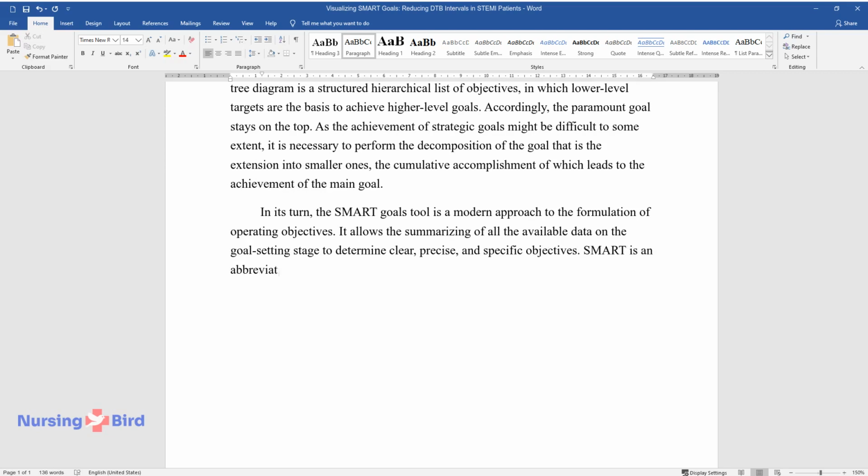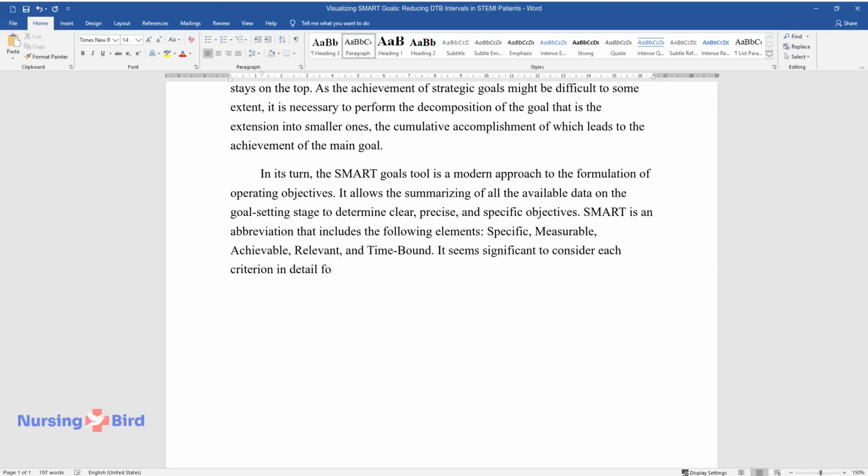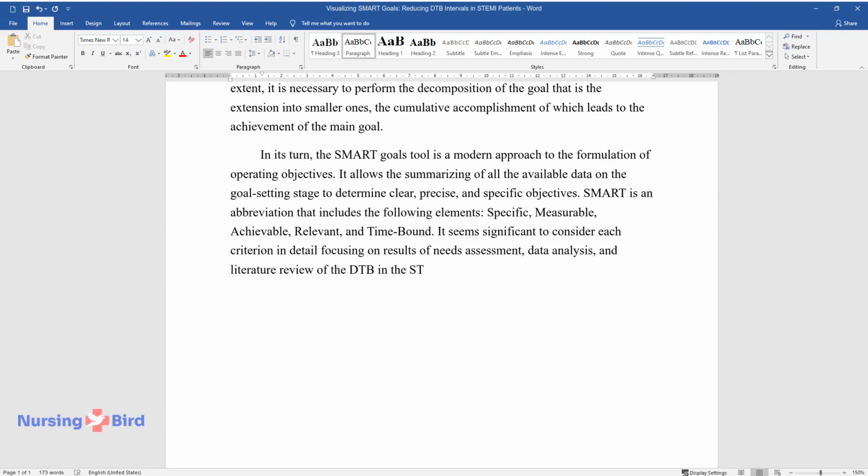SMART is an abbreviation that includes the following elements: specific, measurable, achievable, relevant, and time-bound. It seems significant to consider each criterion in detail, focusing on results of needs assessment, data analysis, and literature review of the DTB in the STEMI patients.